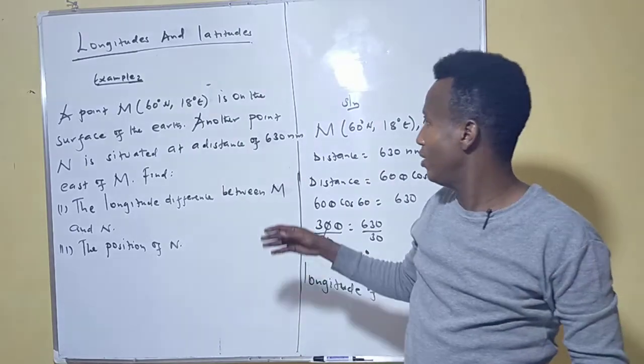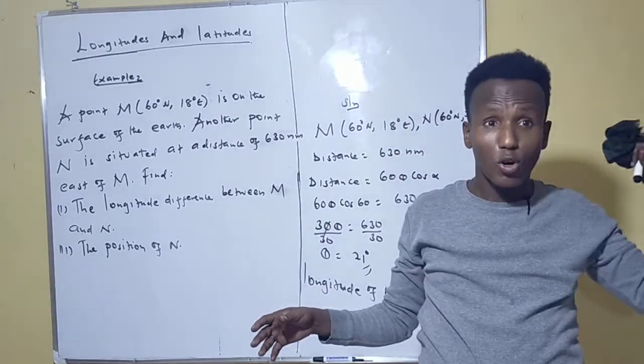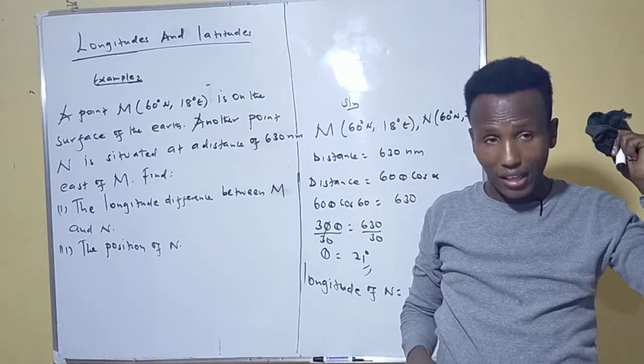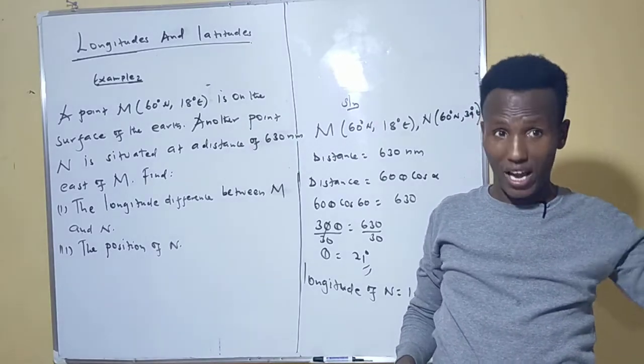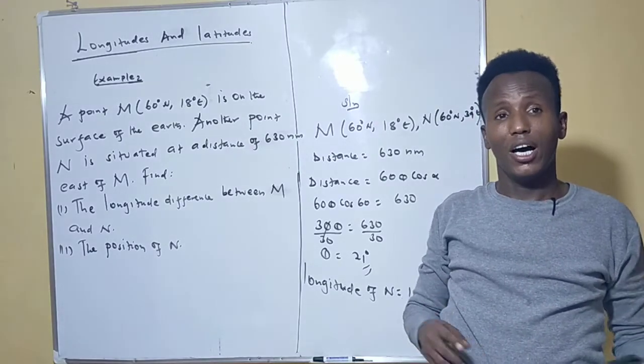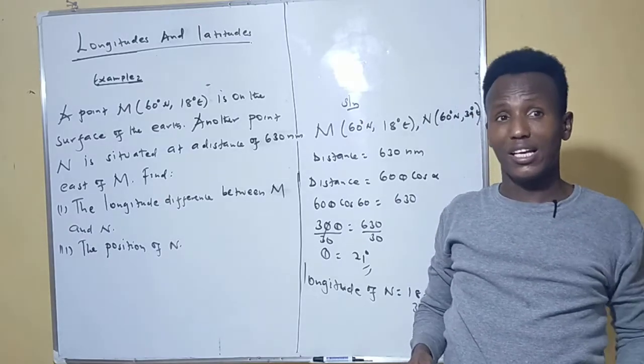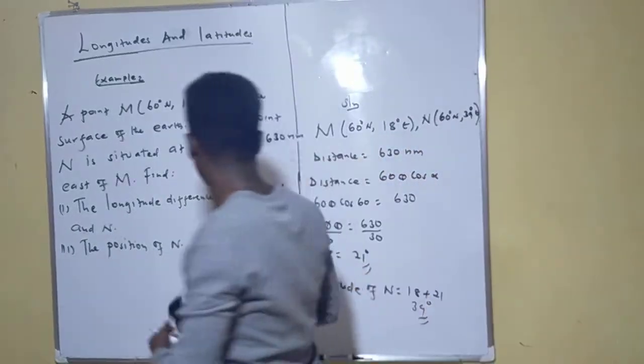So when you're told town M is east of town N, meaning town M is receiving the sun earlier than town N. Just understand that. So you learn.